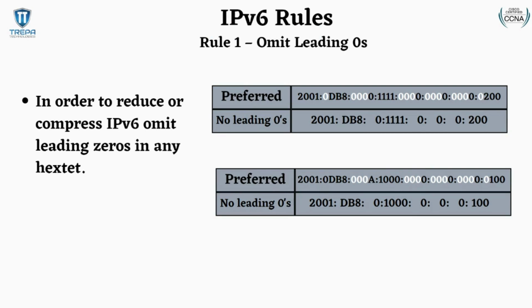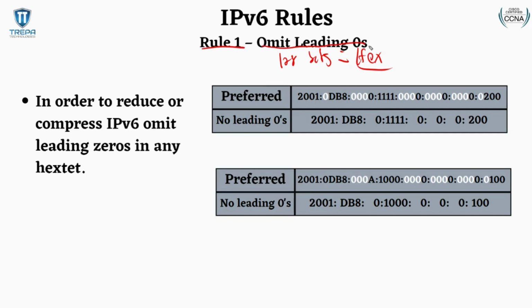Okay, so we're going to start this video out going over the IPv6 rules. So we know that an IPv6 address, 128 bits, converted into hex, a decimal, that is a big address right there. That's a lot of digits, numbers, and letters, right? So IPv6 does have some rules that allow us to compress an IPv6 address by omitting leading zeros. So this is going to be rule 1 we go over. Omitting the leading zeros in an IPv6 address.